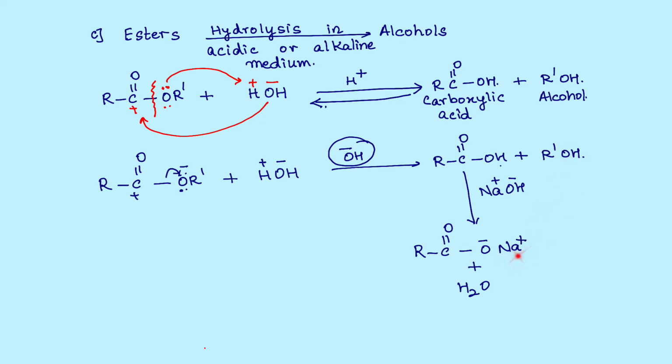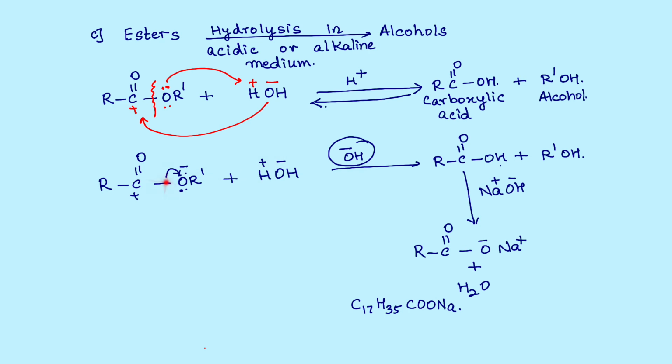Sodium or potassium salts of higher fatty acids. So for example, instead of R, we will have C17H35, a big alkyl group. You know, this is soaps. Sodium stearate, right? So this is an example of a soap molecule.